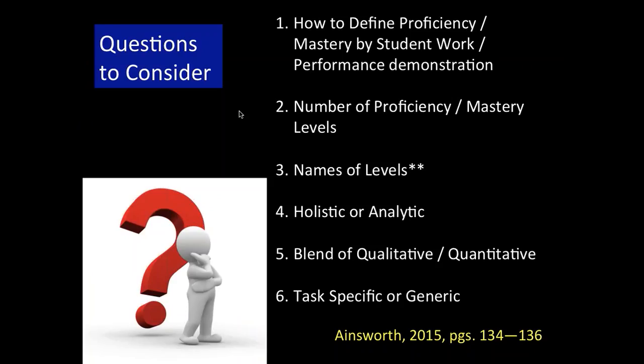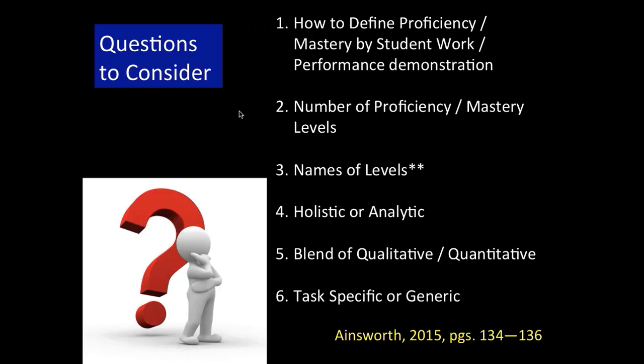First of all, I pulled some elements from Larry Ainsworth's work. These are 6 considerations: how to define proficiency or mastery. What are the number of levels? And sometimes we might not have 4 levels. Sometimes we might only have 3. How will we name the levels? Will it be emergent, progressing, proficient?